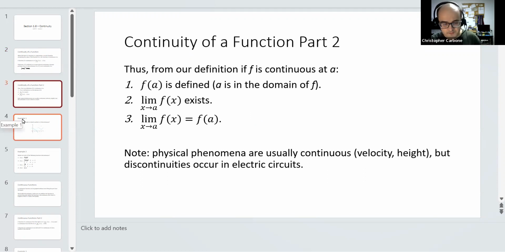Specifically from this definition, if f is continuous at a, f of a is defined, which means the value of a is in the domain of f. The limit as x approaches a of f of x exists. And then finally, the limit as x approaches a of f of x is equal specifically to f of a. Physical phenomena are usually continuous, such as velocity, height, and so forth. But discontinuities can occur in applications such as with electric circuits.